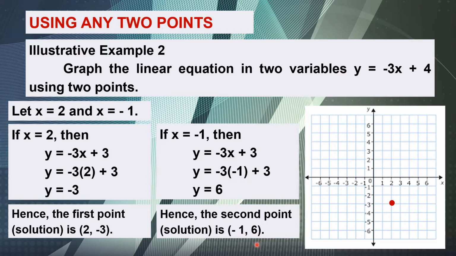At yung second point ay negative 1, 6. Yung negative 1 sa x-axis ay andito, at yung ating positive 6 sa y-axis ay, ayan, andito siya. So, itatapat natin yung point sa negative 1 at 6. As you can see, nakatapat na siya sa negative 1 at positive 6 sa y-axis. So, yung second point natin ay located dyan.